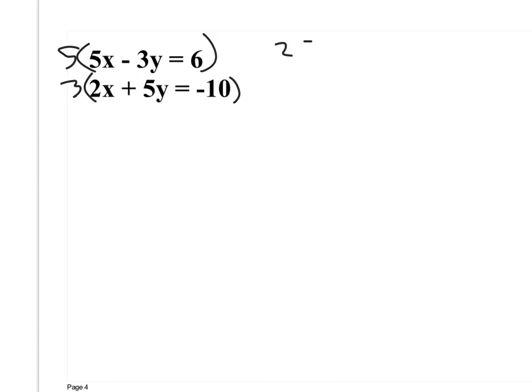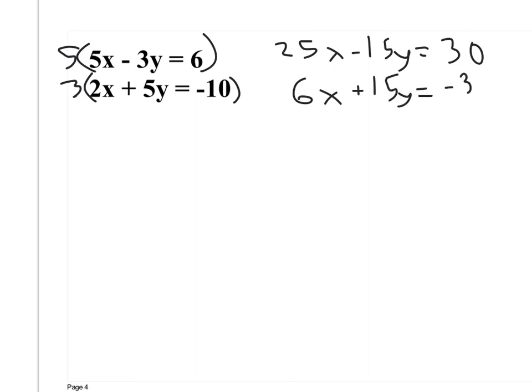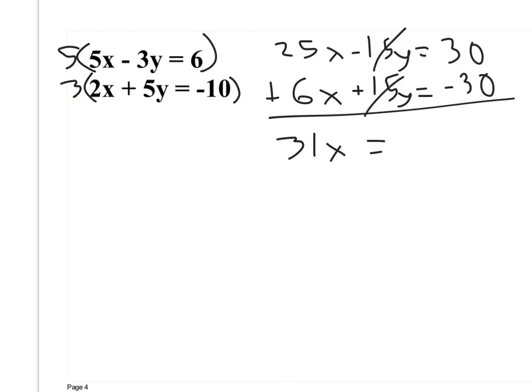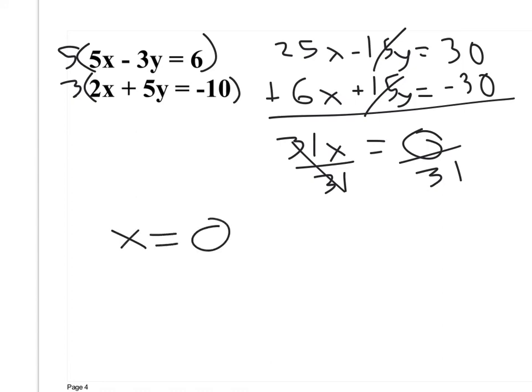That gives me 25x minus 15y is equal to 30. That gives me 6x plus 15y is equal to negative 30. And I just add those up. So now 25x plus 6x gives you 31x. The y's cancel. And 30 minus 30 is 0. So divide by 31. x equals 0.